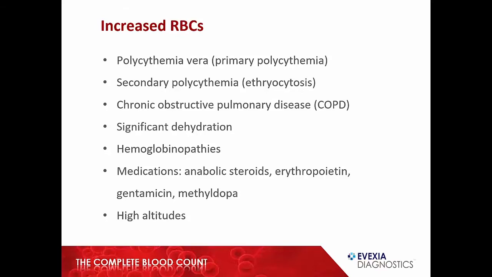And that would be smoking, chronic arterial hypoxia, could be tumors associated with that, as well as excessive stress. Certainly you want to consider COPD. There could also be significant dehydration. Some hemoglobinopathies will cause an increase in RBCs, certain medications, and certainly high altitudes.